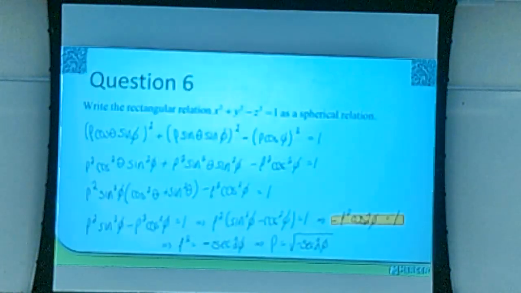Negative rho squared cosine of 2 phi has to equal 1. 1 is positive, isn't it? Rho squared is always positive. That means negative cosine of 2 phi has to be positive, which makes cosine of 2 phi negative, right? Which means secant of 2 phi would be negative. Negative secant of 2 phi would then be positive. I'm not taking the square root of a negative, I'm taking the square root of a positive. That's allowed. That would be your function.